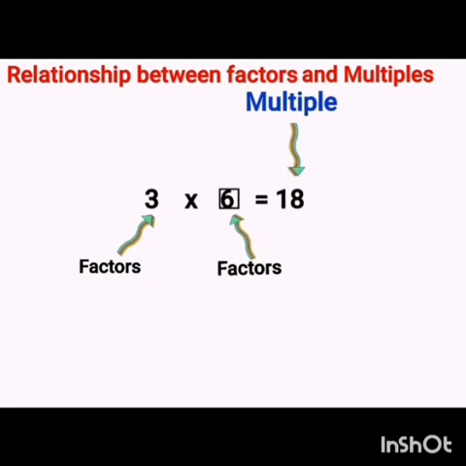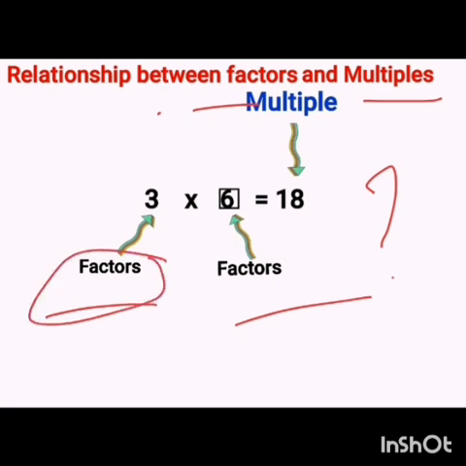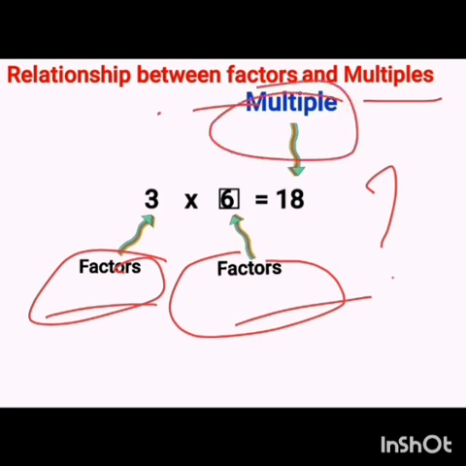So this is the relation between factors and multiples. If two numbers are multiplied to get a third number, then these two numbers are the factors, right? And what we get by multiplying is a multiple. So a multiple, in other words, is something which we get by multiplying.